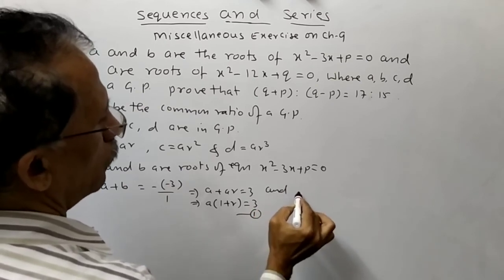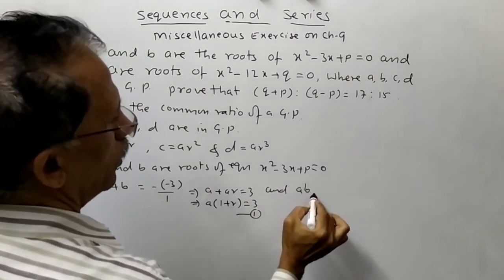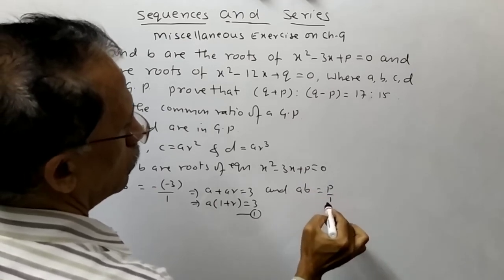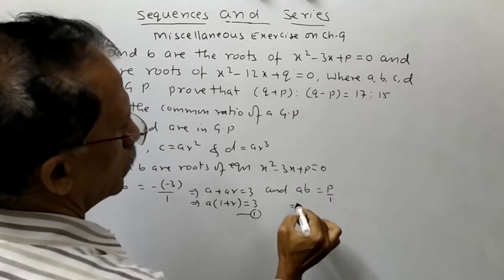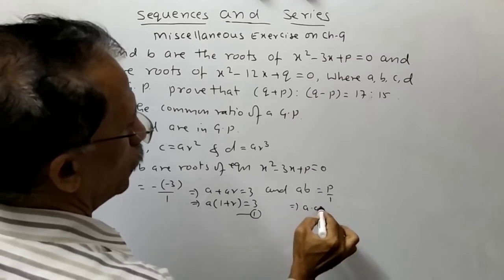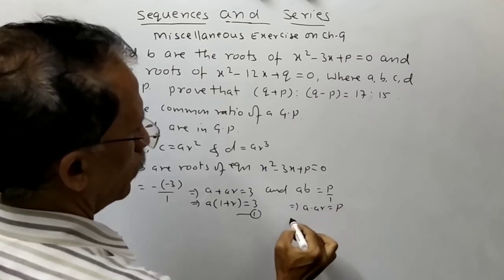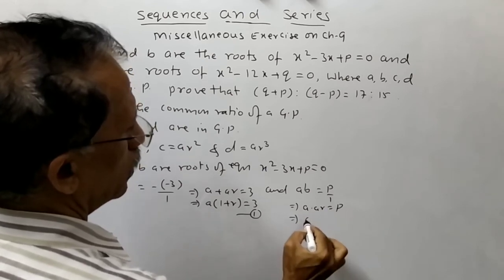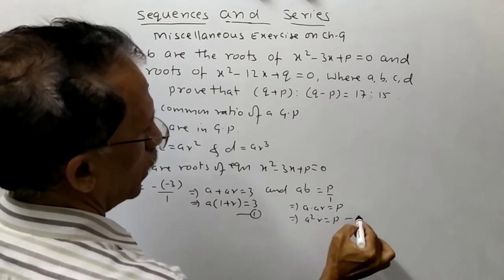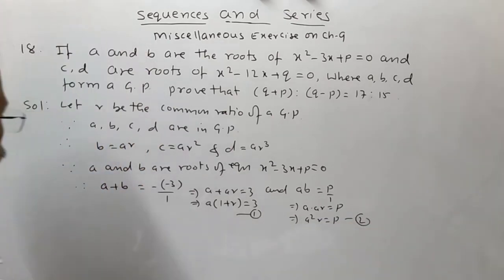And product of roots AB is equal to p divided by 1. This implies A into AR is equal to p, implies A square R is equal to p, say number 2.